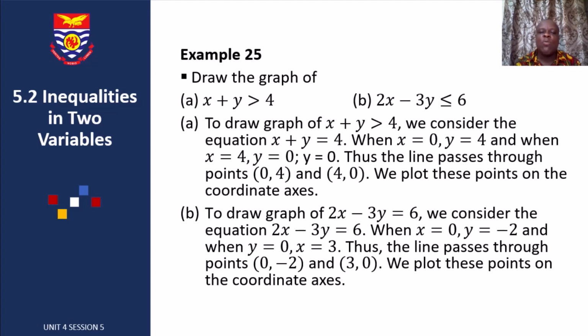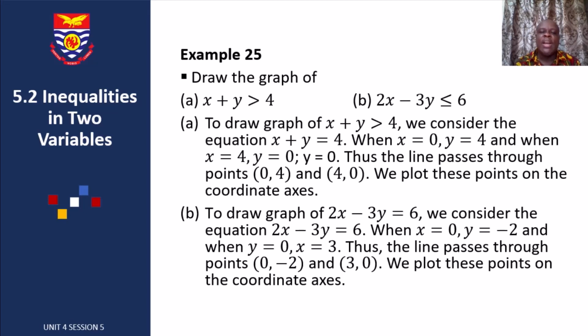We consider the first one, x plus y is equal to 4. So we choose a value for x, and we say that if x is equal to 0, in place of x we put 0, and when we simplify, y will be equal to 4. So one of our points to be plotted will be (0, 4).